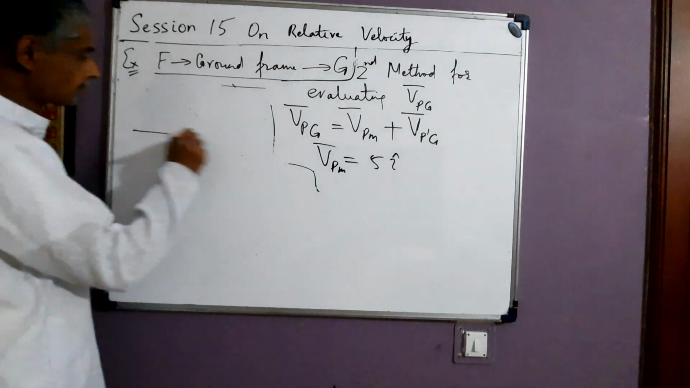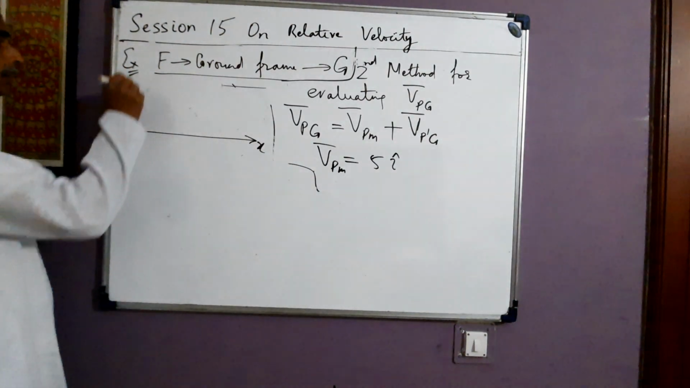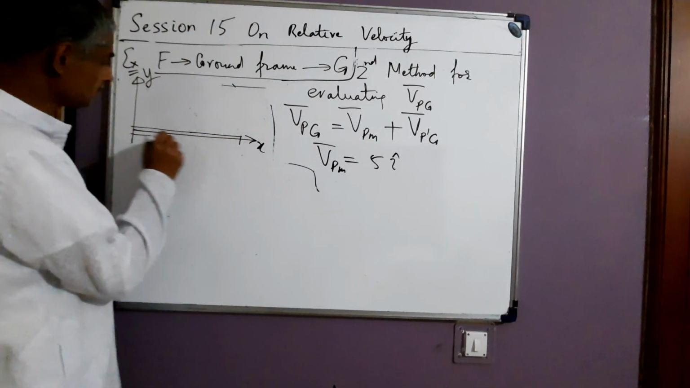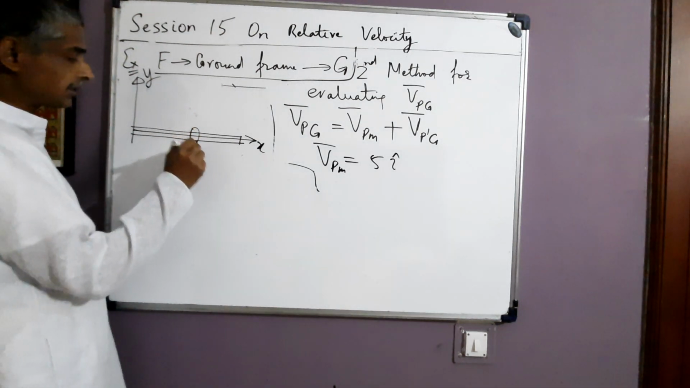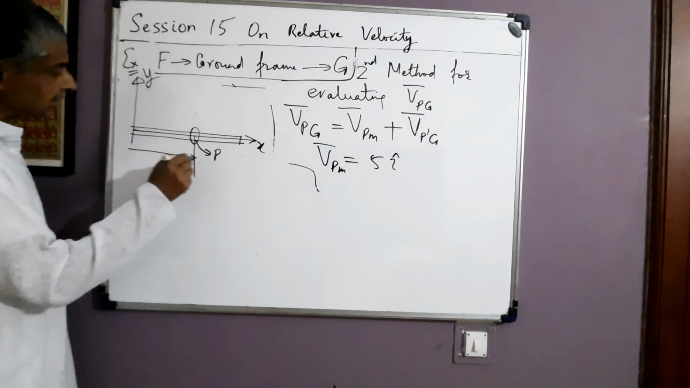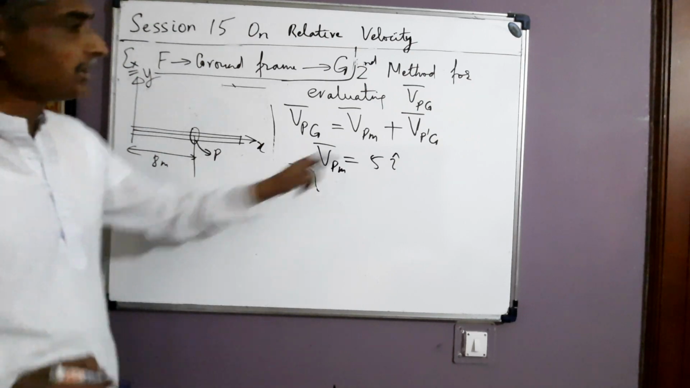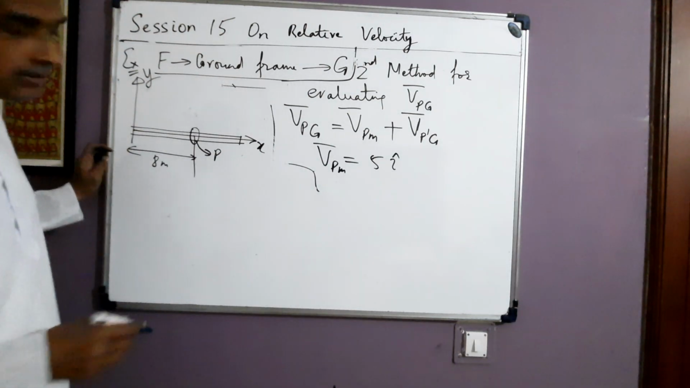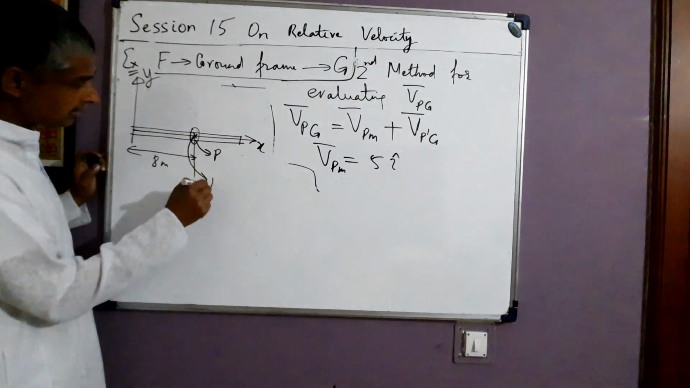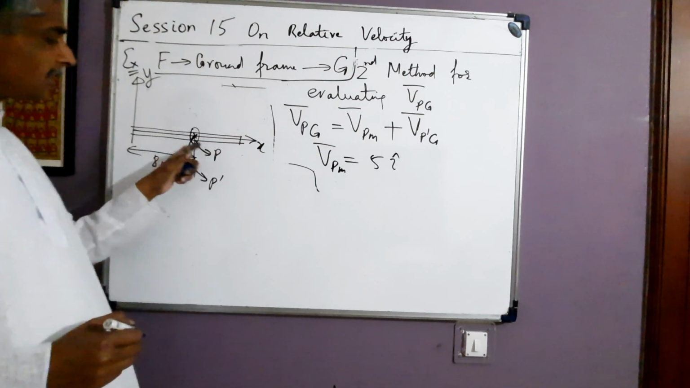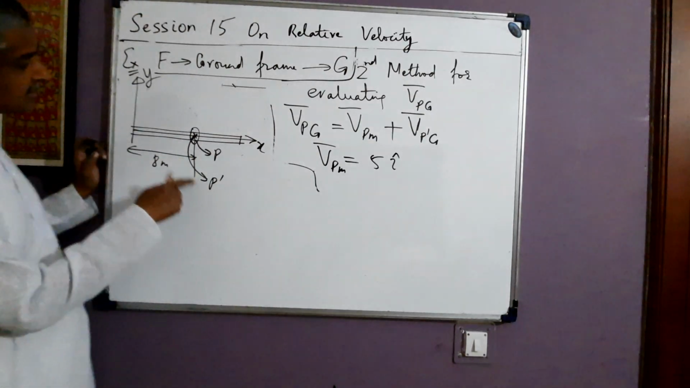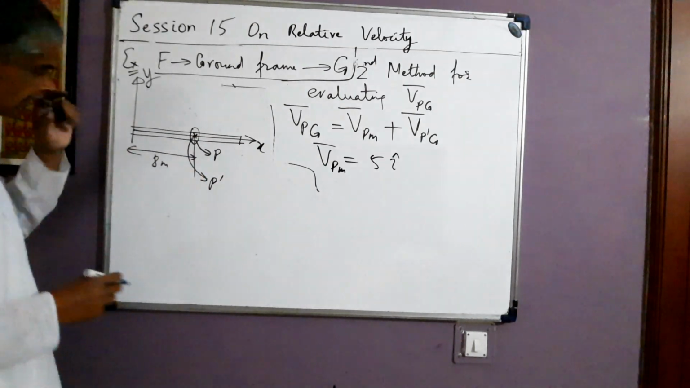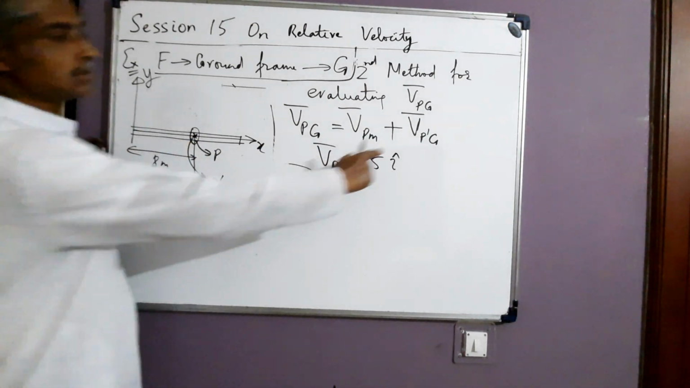This is the x-axis, this is the y-axis. This is the rod. This is the ring, taken to be a point P, whose distance from the left end is 8 meter. P dash is the location of the rod frame which is in contact with the ring at that instant. P dash and P coincide, overlap each other at that instant. So P dash is the material point of the rod which just overlaps with the slider P.